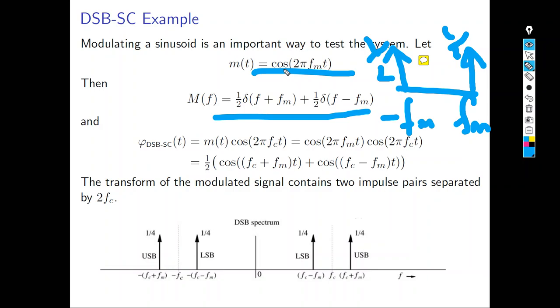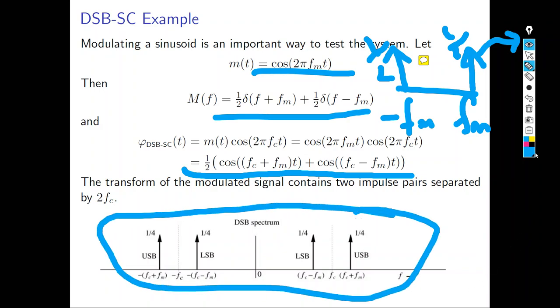Now modulate it. I will tell you the carrier is cosine 2 pi FC, not FM, and FC is much larger than FM. What do you do? You multiply them with each other and you get these functions. And you draw them. Even without knowing the functions, you can quickly draw it. You shift this to the left and right. So this becomes FC plus FM and another one FC minus FM. And this, minus FC minus FM and minus FC plus FM. You get this. We call it the modulated signal, the double sideband modulated signal.